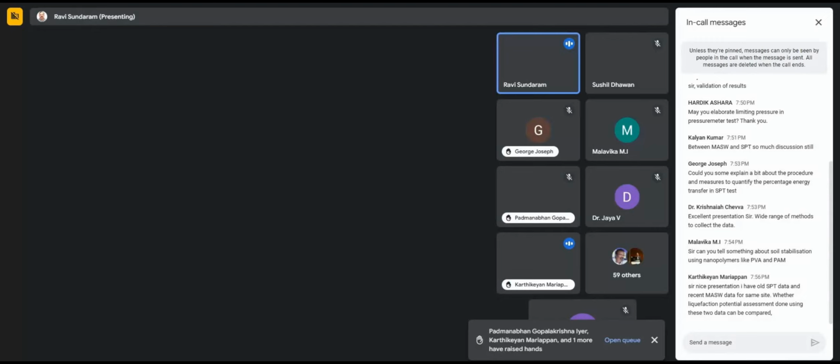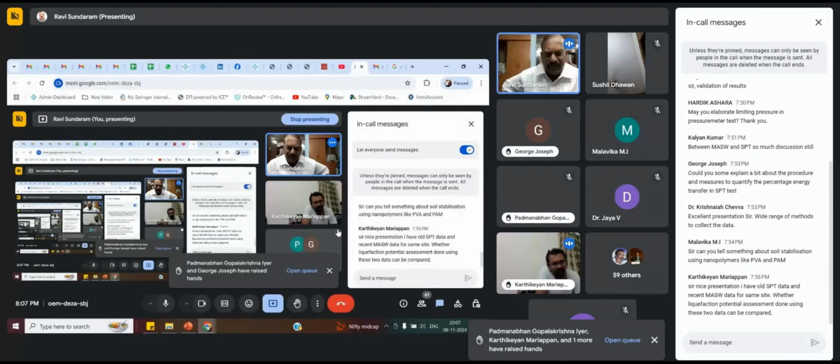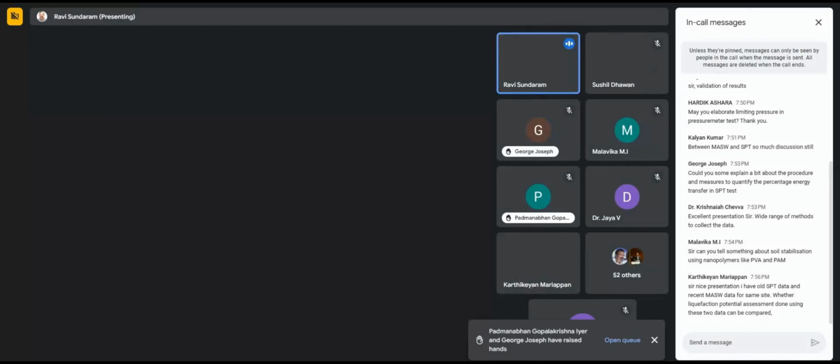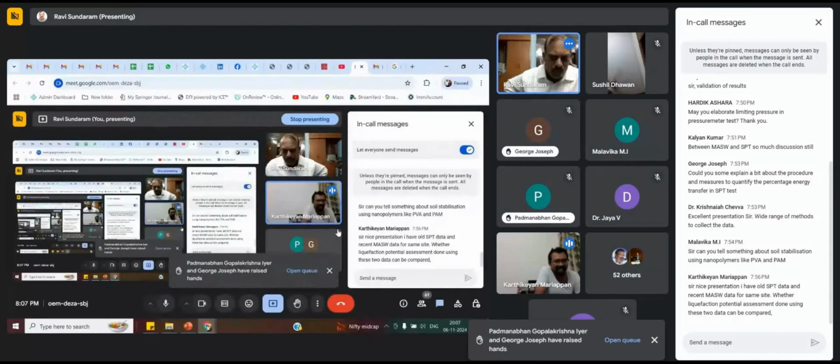So if I do a 30-meter deep borehole and I find no groundwater to 30 meter depth, will you still consider the liquefaction taking the groundwater at the ground level? No point in that at all, sir. No point.